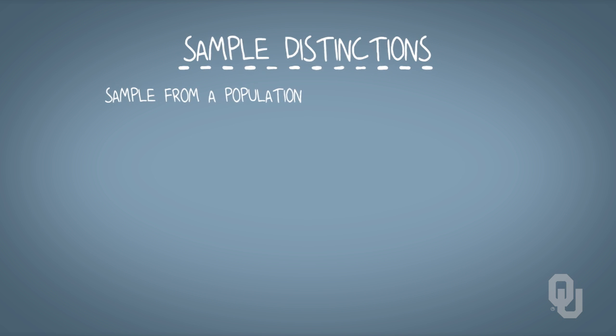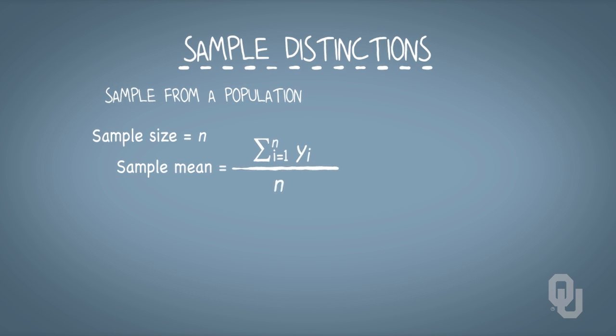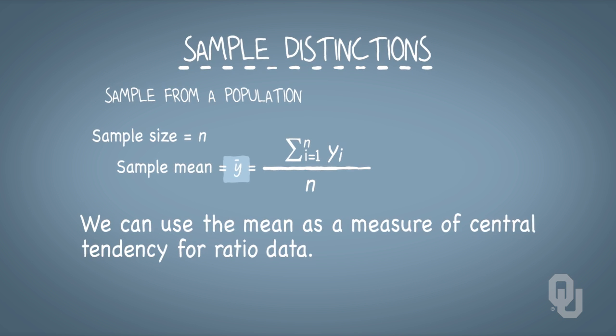As such, we must also have a measure for the mean of a sample, which looks similar to the calculation of the population mean. The sum of y sub i values for i equals 1 to sample size little n divided by little n. We refer to the sample mean as y bar. We can use the mean as a measure of central tendency for ratio data.